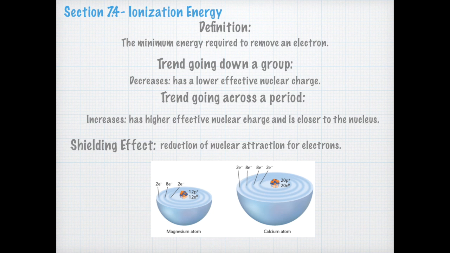So as you move down a group, the size of your atom increases because you have more principal energy levels, and due to the shielding effect, the attraction the nucleus has for the electrons is going to be less, and therefore the ionization energy is going to decrease. In contrast, as you move across the periodic table, because there's a greater effective nuclear charge, and because that electron is closer to the nucleus, the ionization energy is going to increase.